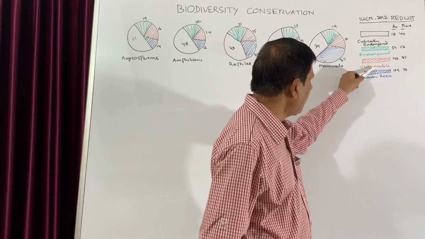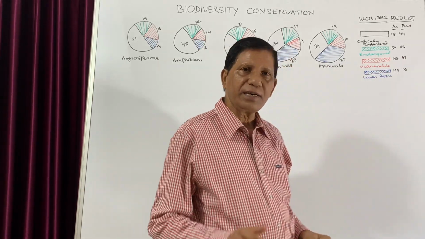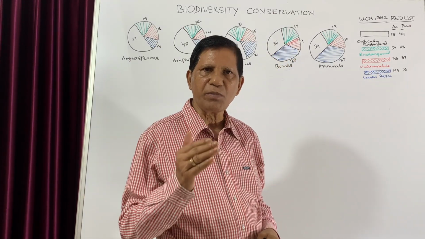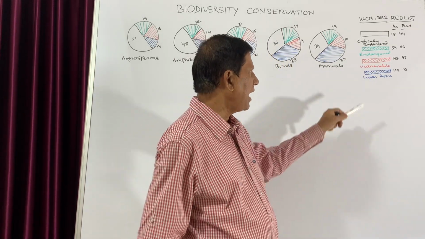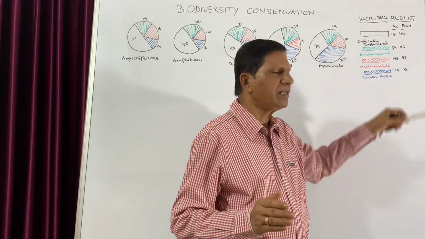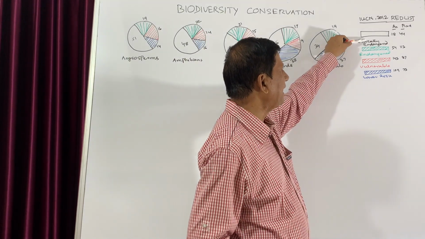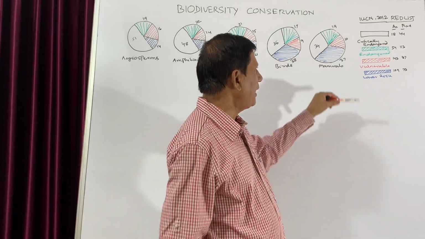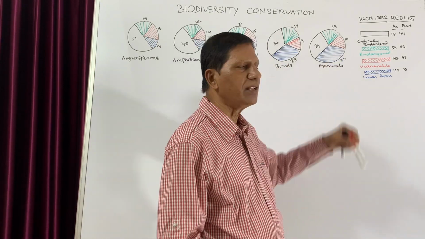Then the next one is vulnerable. In case of vulnerable, there are 143 species of animals, while only 87 species of plants. That means here the number of animals is more. And similarly, at lower risk, 109 species of animals, while 73 species of plants. That means in critically endangered and endangered, more plants are there, while in vulnerable and low risk, more animals are there. Their numbers are written there.